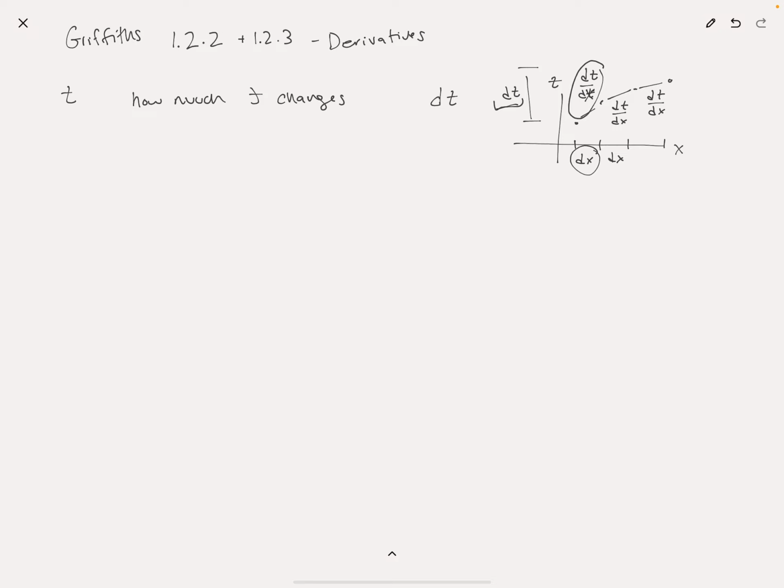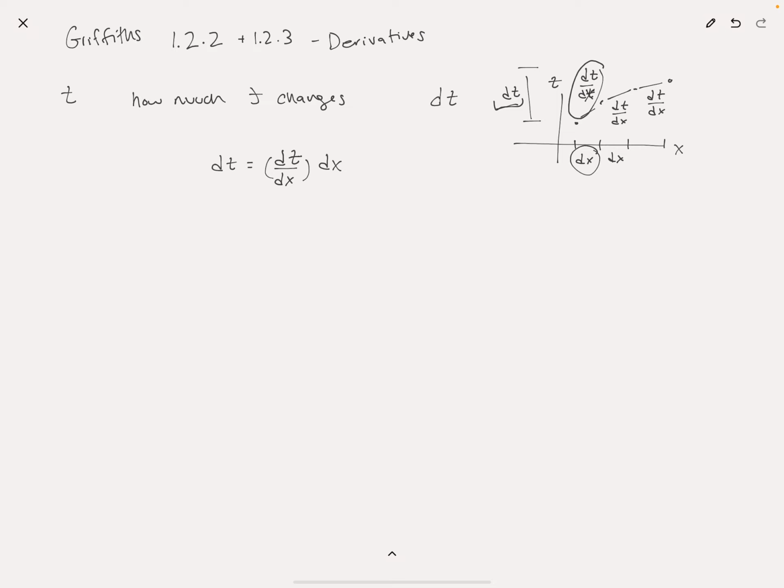Another way to write that without the summation that you might expect here is that my total change is just the infinitesimal change in my function as I change my variable, dt/dx, that's the slope right there, times how big that change is.